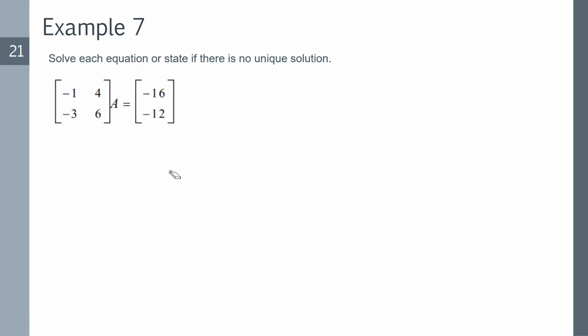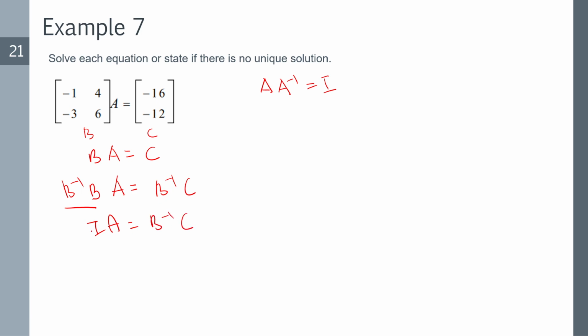We use back what we learned just now: A multiplied by A inverse is the identity. I name this one B and this one C, so I have B times A equals C. So actually A is B inverse multiplied by C, because B inverse multiplied by B gives the identity, and the identity multiplied by any matrix gives the original matrix. So what is B inverse? It is 1 over the determinant of B, and then I have 6 minus 1, minus 4, plus 3, multiplied with my negative 16, negative 12.